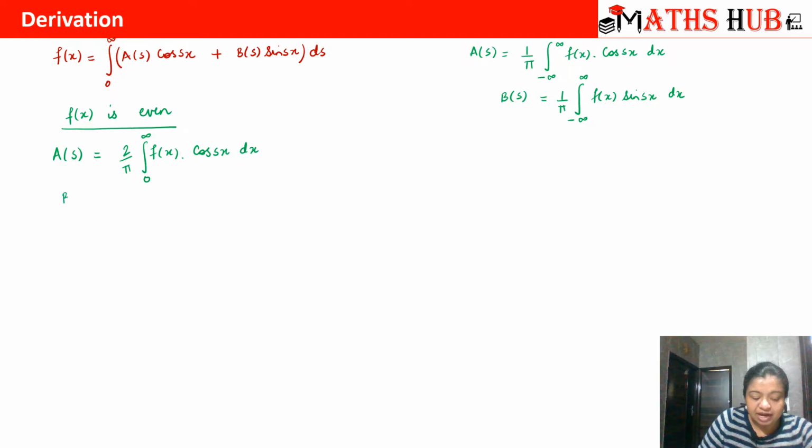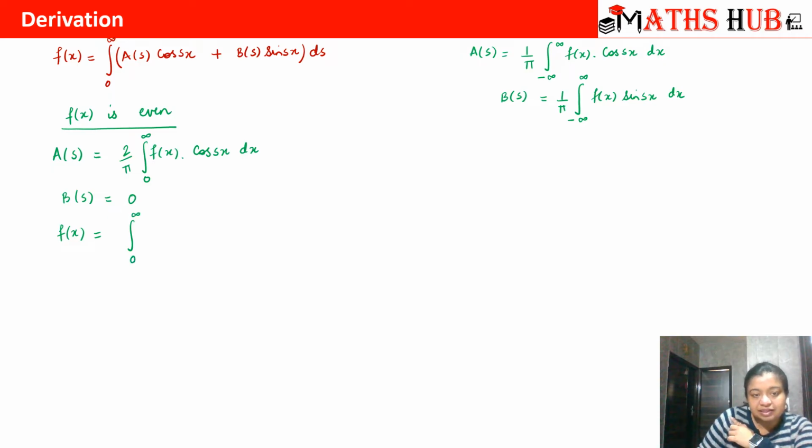And let's see what happens to b of s. b of s will become: the function is even, sine is odd. So even into odd is an odd function. Odd function integration from minus infinity to infinity will become 0, right? So in that case, we can say that your function f of x is 0 to infinity.